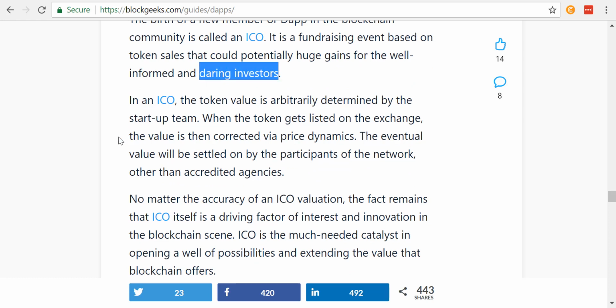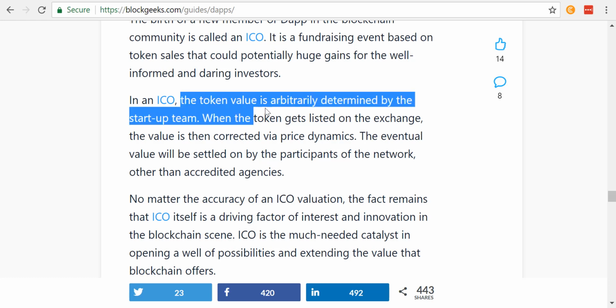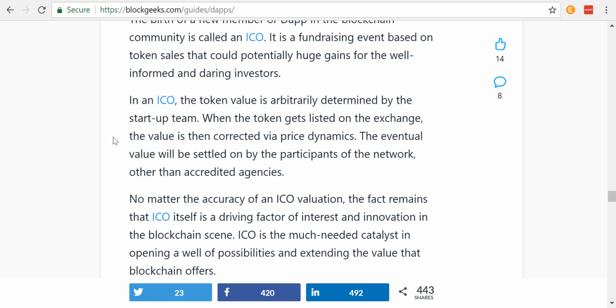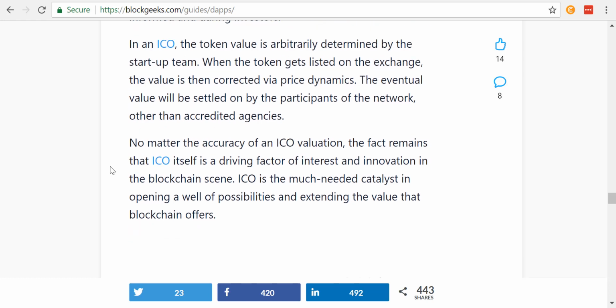In an ICO, the token value is arbitrarily determined by the startup team. This is a challenge. When the token gets listed on the exchange, the value is then corrected via price dynamics. Basically, what are people willing to pay for it? The eventual value will be settled on by the participants of the network other than the accredited agencies.